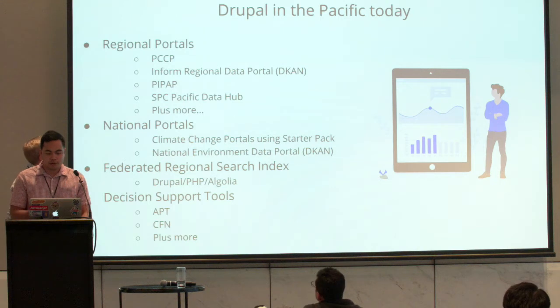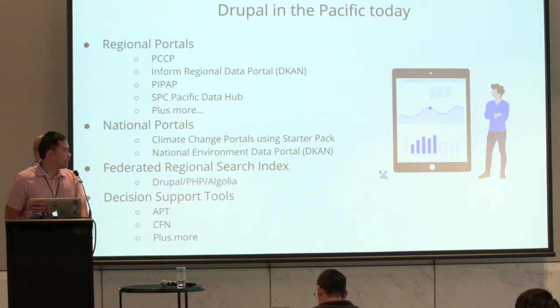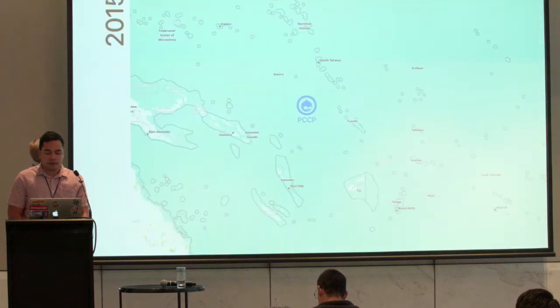Yeah, then we have the National Climate Change portals. So those ones are using the starter pack, as Arve was talking about, and then we had the National Environment Data portals that we showcased, like the PNG one that was shown there with the graphs. The Federated Regional Search, and some of the decision support tools that came out of the iCLIM project.